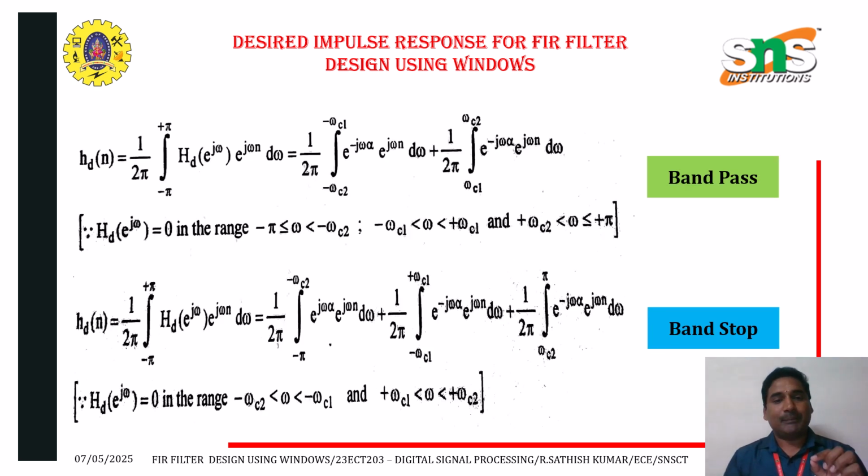In case of band pass, limits vary from minus omega c2 to minus omega c1, and omega c1 to omega c2. In case of band stop, minus pi to minus omega c2, minus omega c1 to plus omega c1, and omega c2 to pi. Remaining all other limits are 0.